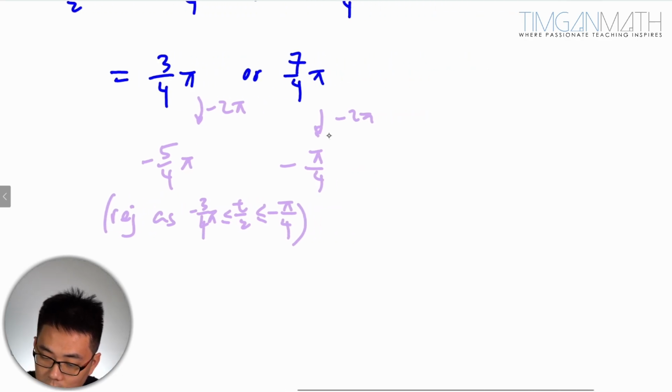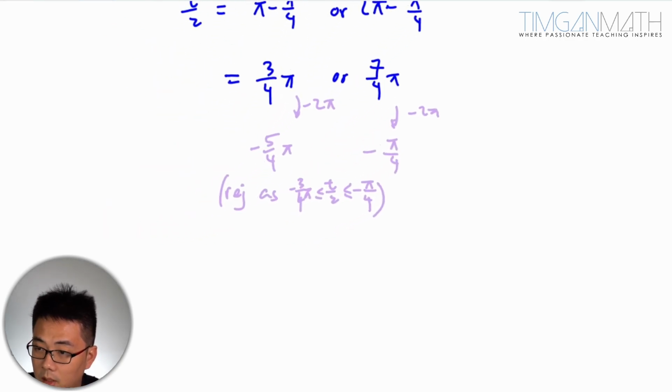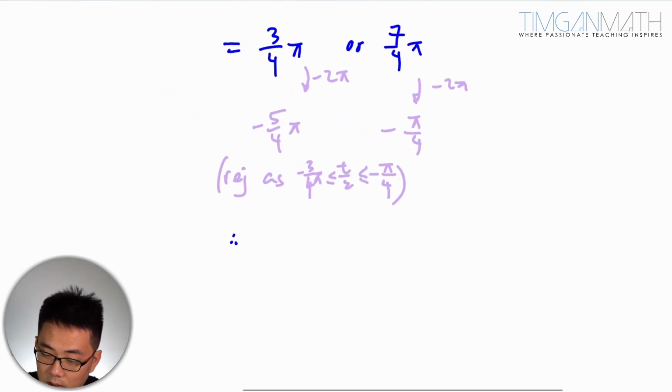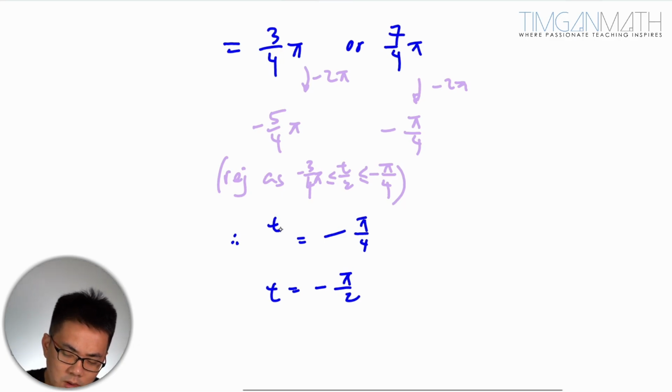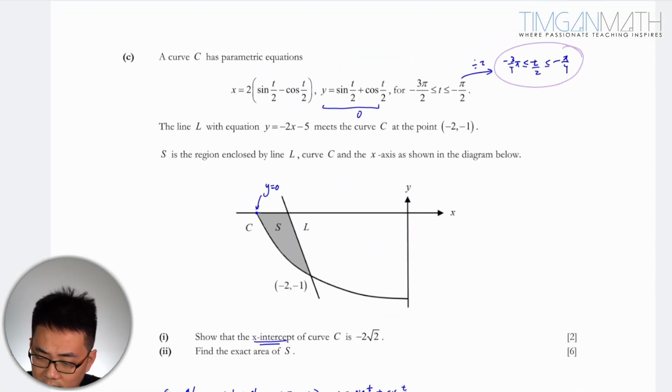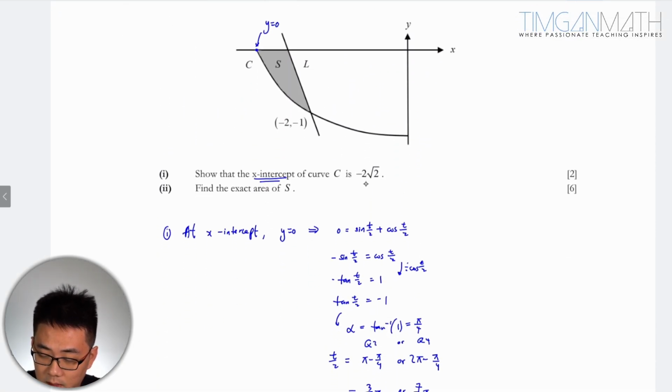So in other words, we really need this one here. This is what we need. Hence t over 2 equals minus pi over 4, and t equals minus pi over 2. It's just trigo. Okay, so once done, we need this x-intercept here.